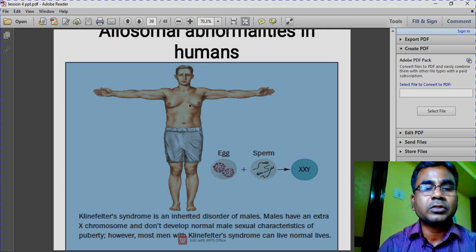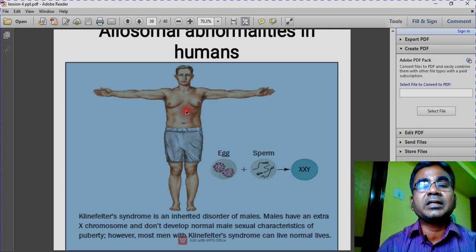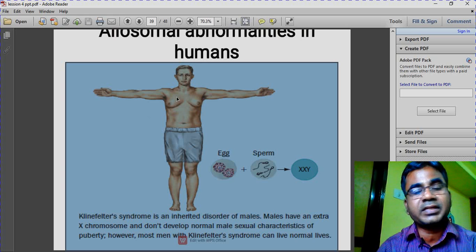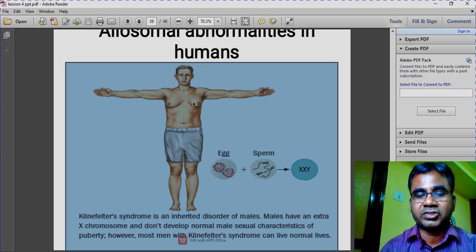So this individual is actually male, but exhibiting some of the female characters. What are all the female characters? High-pitched voice and gynecomastia. Gynecomastia is breast development. Okay, this is Klinefelter syndrome.